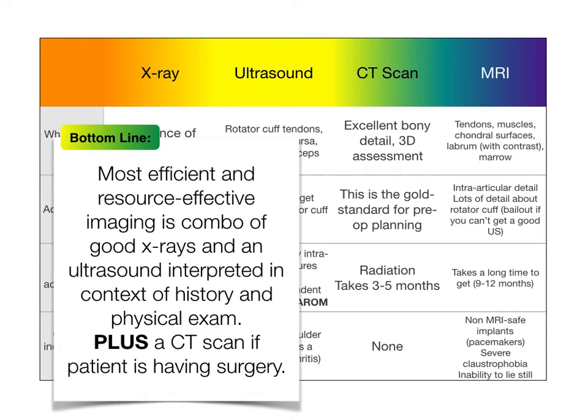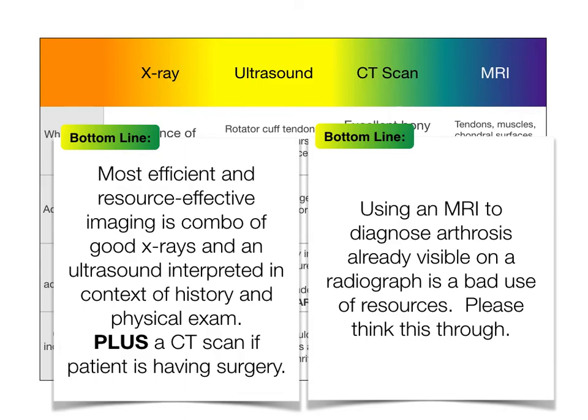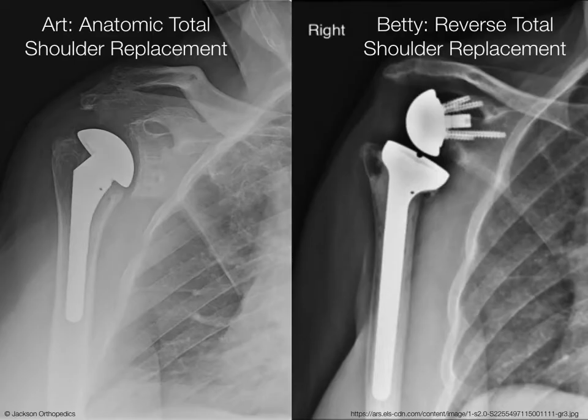So the most efficient and resource-effective imaging is a combination of good x-rays and an ultrasound interpreted in the context of history and physical exam. If the patient is moving towards surgery, getting a CT scan is a good idea. It's not important to know the nuances of shoulder replacement, but there are two broad categories depending on how the rotator cuff is doing. These are examples of each.